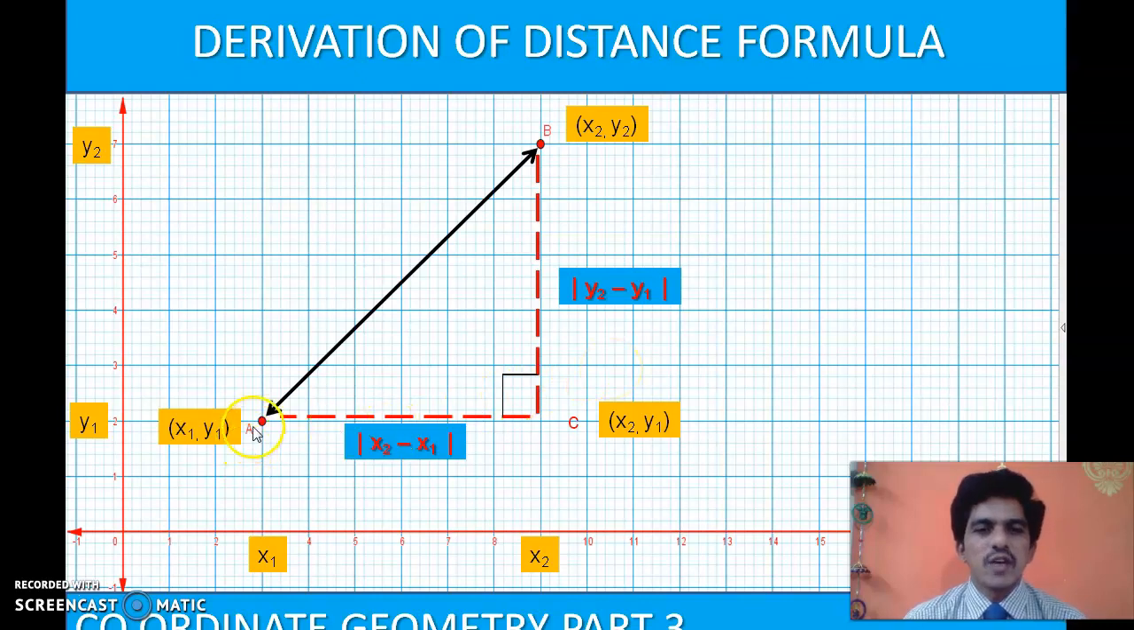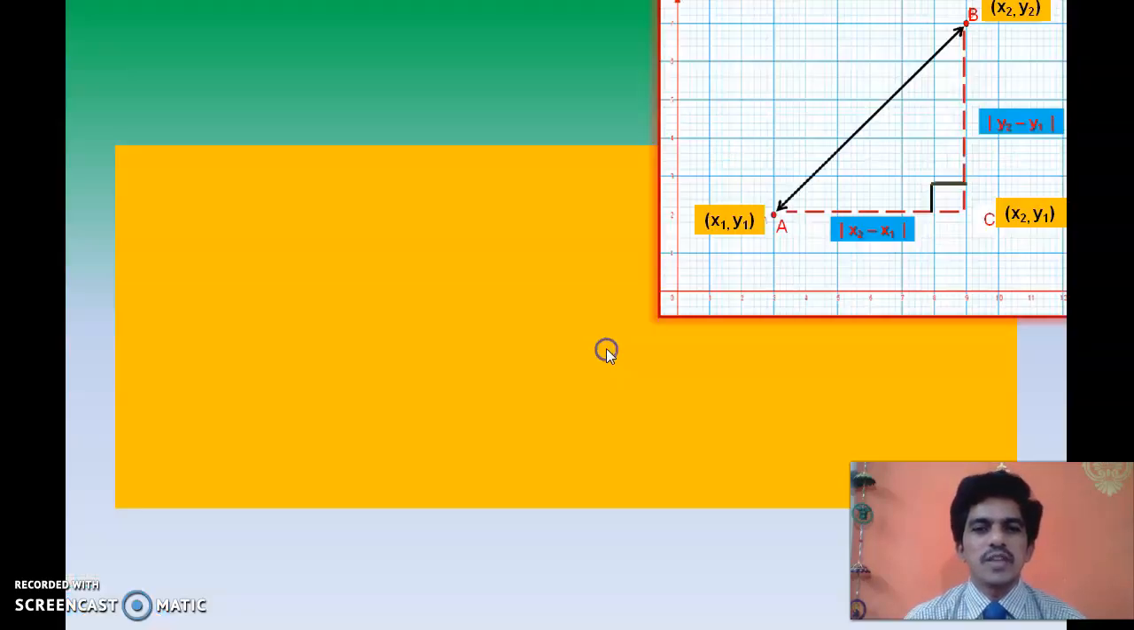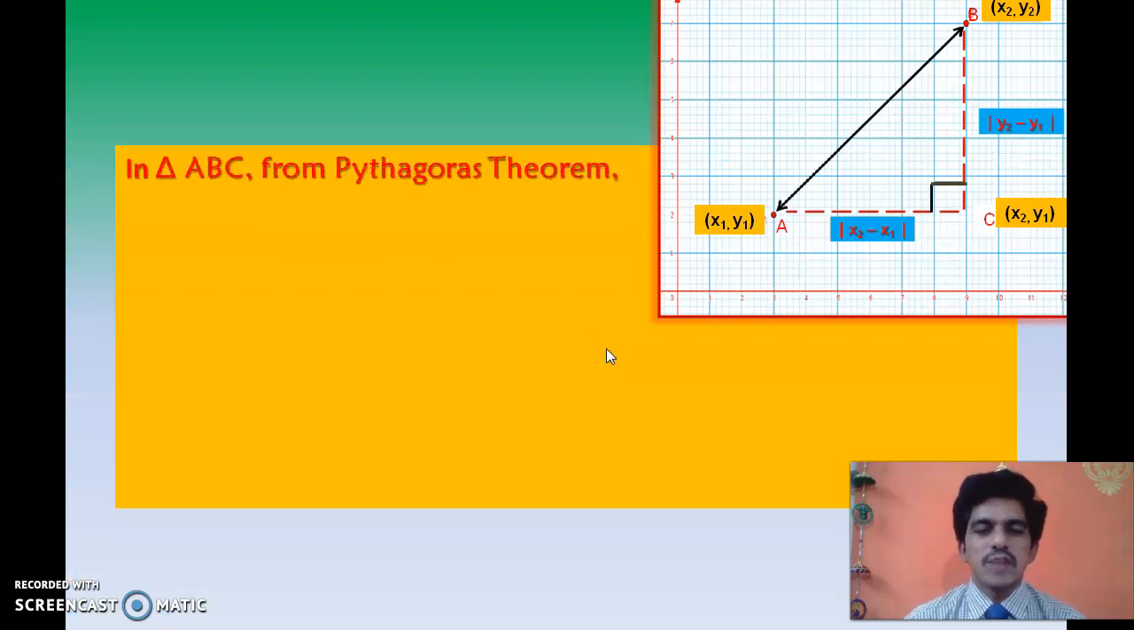Now here you have AC as modulus of x2 minus x1 and BC as modulus of y2 minus y1. So here we have a right angle triangle ABC, which is right angled at C, and we have two sides of it, which are AC, modulus of x2 minus x1, and BC, modulus of y2 minus y1. So let us calculate the distance from A to B using Pythagoras theorem. What does Pythagoras theorem say? It says that the square on the hypotenuse is equal to the sum of the squares of the other two sides.